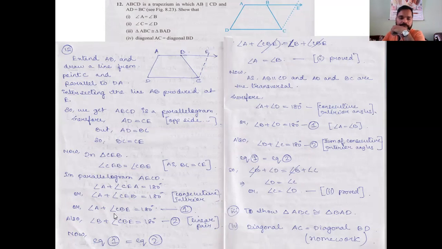Also you see, CEB was equal to CBE. So in place of CEB, I just placed CBE. That is 180 degrees, okay? Because CEB and CBE both were equal. This is the first part.